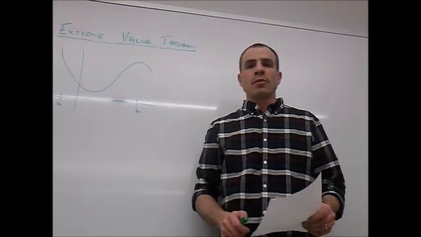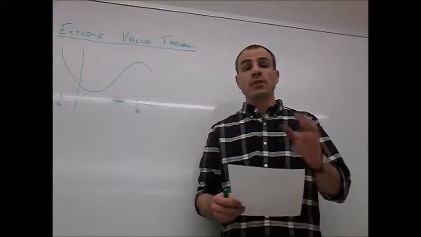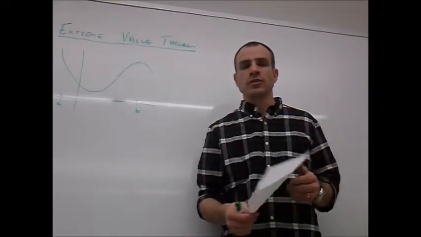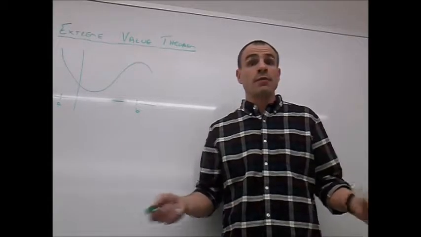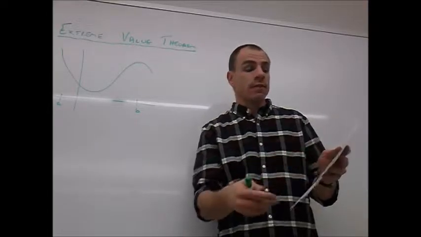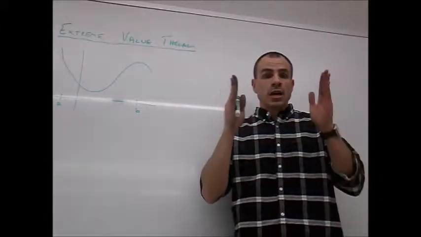Okay, next up we have the extreme value theorem. This will be a very quick video. The extreme value theorem, and again, you can see it in the middle of the sheet that you have in front of you, basically says that if you have any continuous function, and that's our hypothesis, if a function f is continuous on a closed interval. So we've got a continuous function on a closed interval.